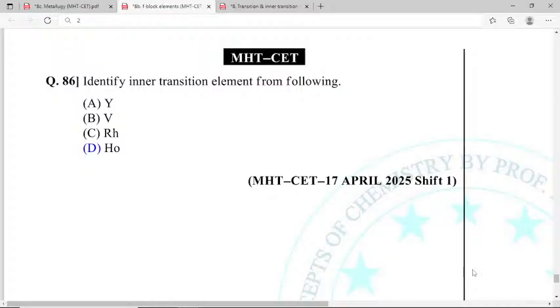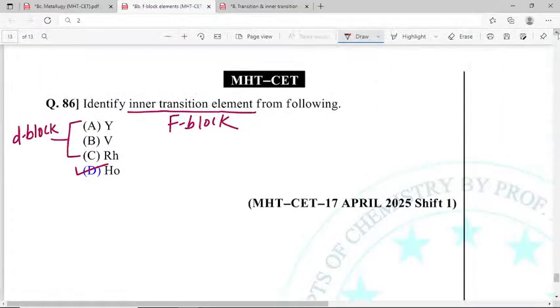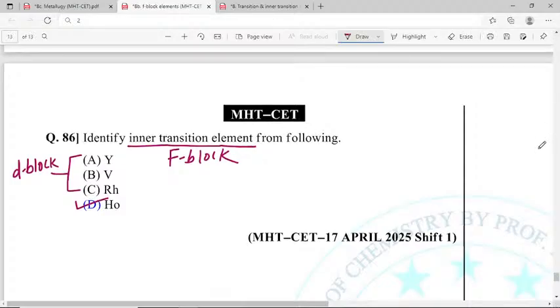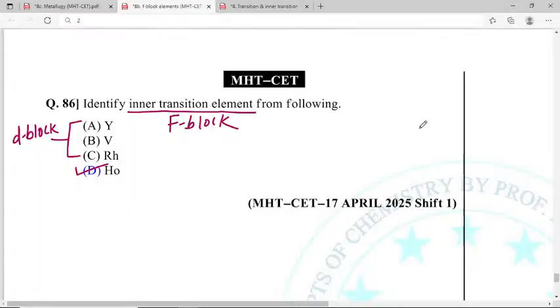Identify the inner transition element from the following. Inner transition stands for F block elements. Polonium, and all the remaining three options are D block. Okay, please note down, this is a very important question. Identify the inner transition element from the following.